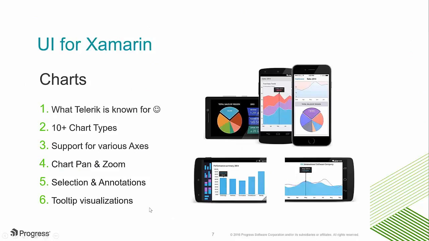And this is how the chart control looks. Basically we fill up that gap where, if you have data visualization needs, there's nothing in Xamarin Forms because they wouldn't build that. So that's where we came in, and we have built 10 plus chart types, support for various axes. You can pan and zoom, and there are selections, annotations, tooltip visualization, you name it. There's a bunch of things available within the charts.